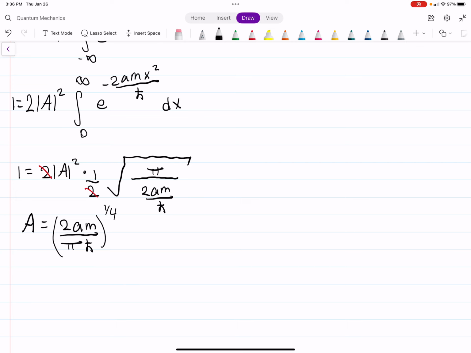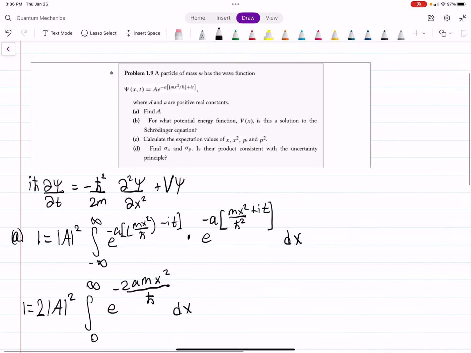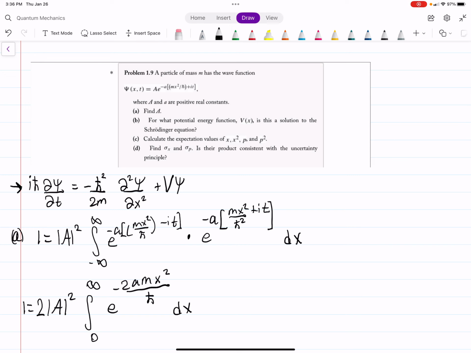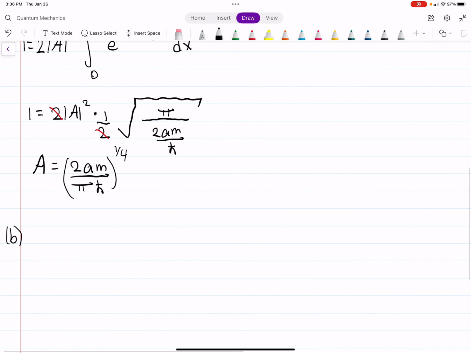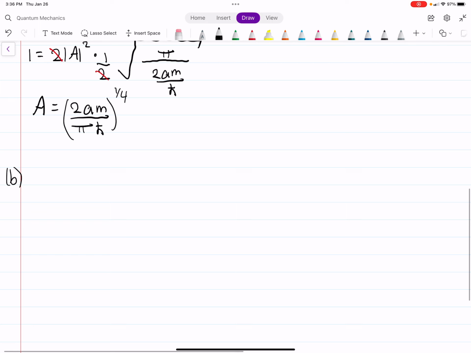Okay. Part B is a little different than what we've done before, but we're going to use our Schrodinger equation, which I have conveniently here, to find the potential energy that is a solution to the Schrodinger equation. What we're going to do is look at our wave function here, and take derivatives with respect to time once and with respect to position twice.